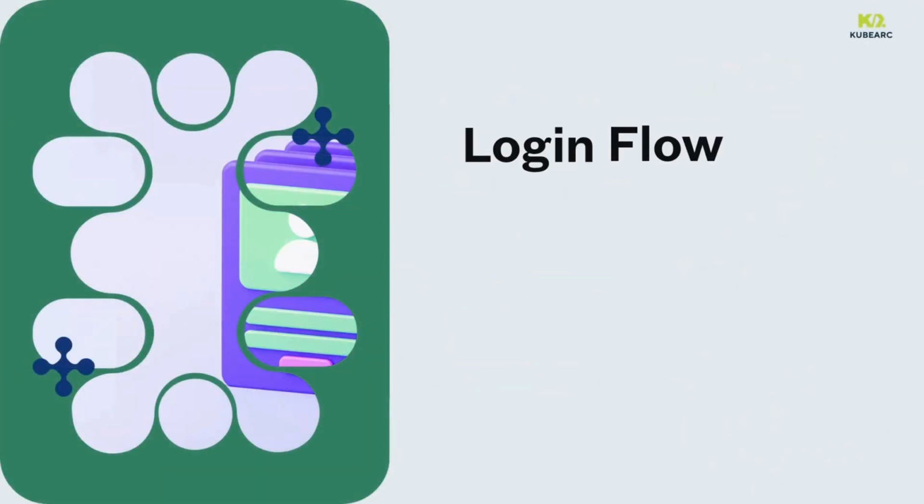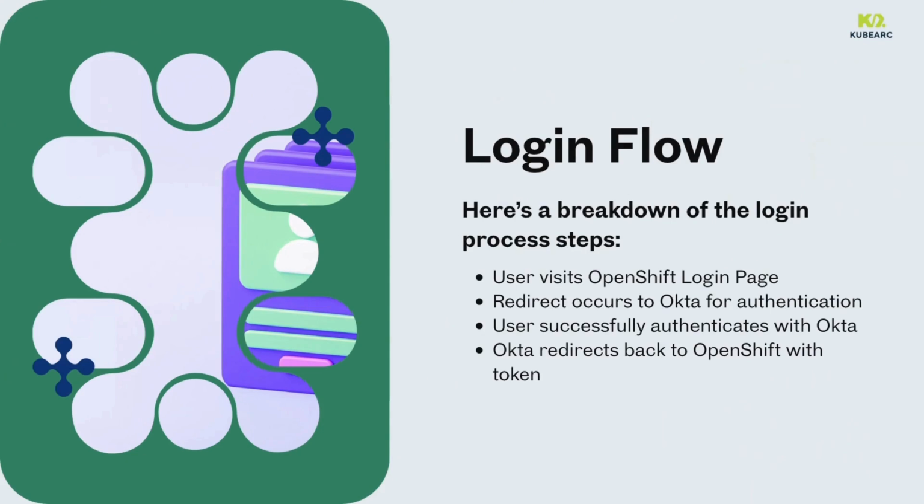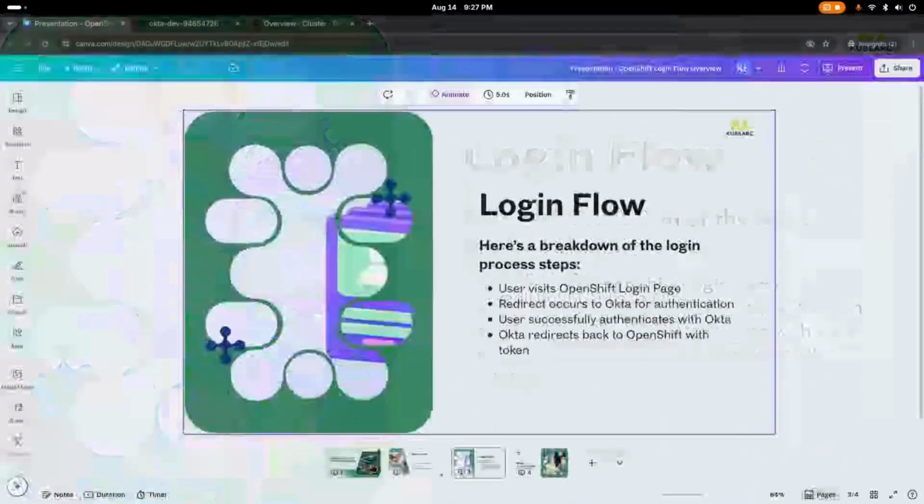Before we jump into the practical, let's have a look at the login flow. Here's a breakdown of the login process steps. The user visits the OpenShift login page, and a redirect occurs to Okta for authentication. The user successfully authenticates with Okta. Okta redirects back to OpenShift with a token. Now let's start with the demo.